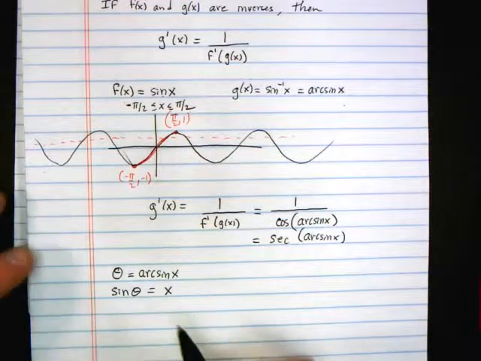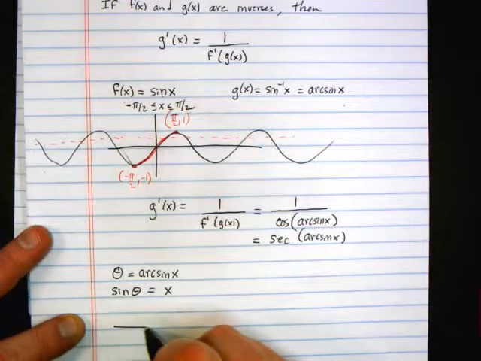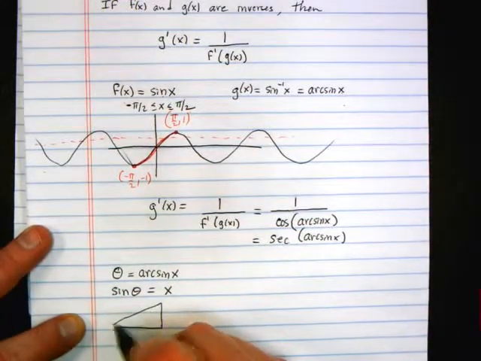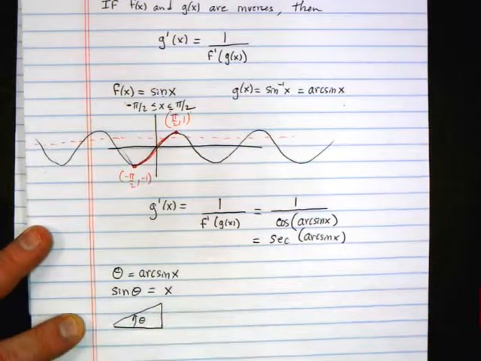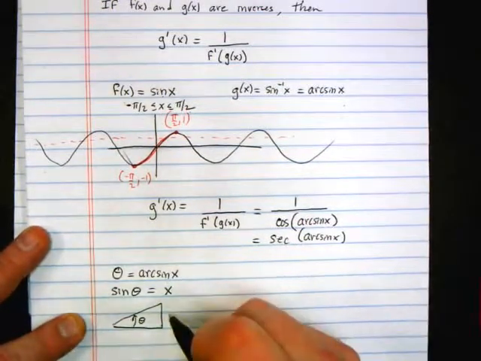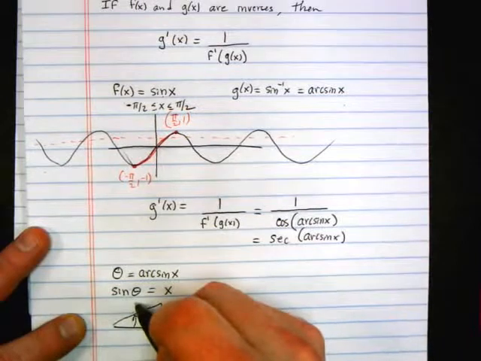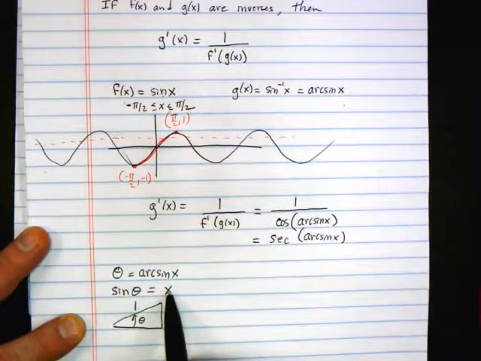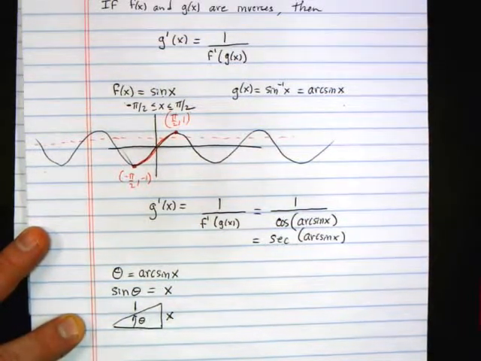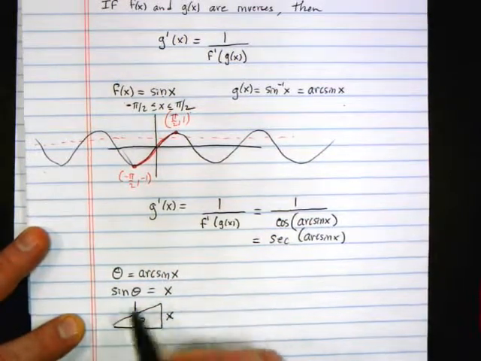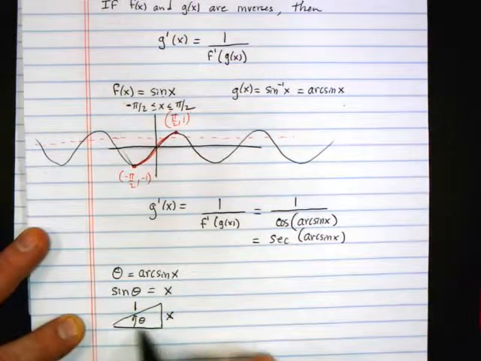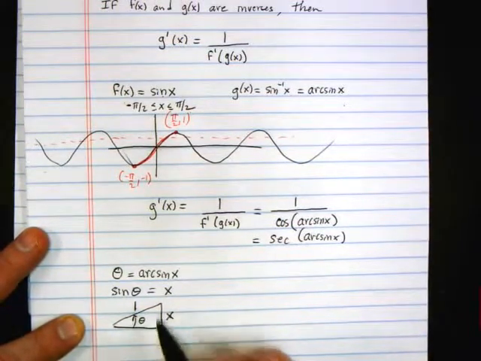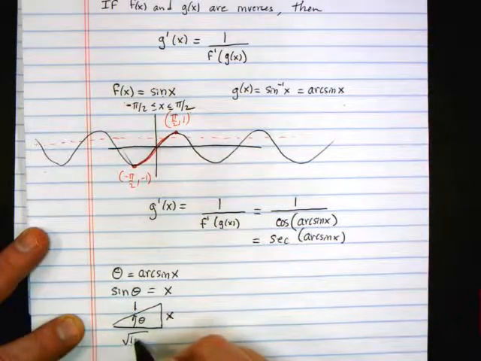So, all right, now I'm going to draw myself a nice little picture here. So here's my angle theta. I remember that sine is opposite over hypotenuse. So sine of theta is x over 1, opposite over hypotenuse. Then I go talk to Pythagoras, and I use his theorem, and I can figure out the length of the other side. It would be square root of 1 minus x squared.